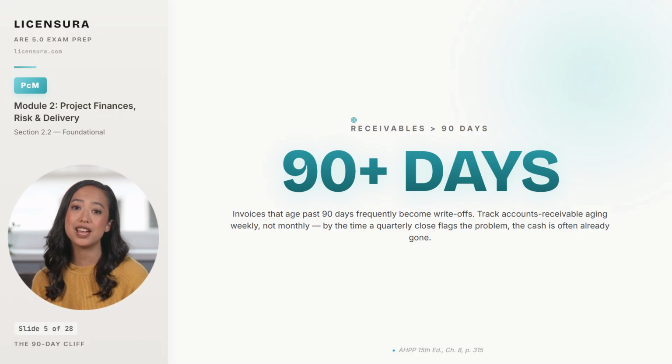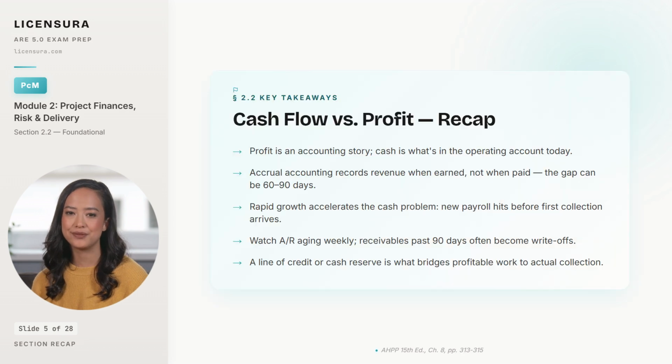Quick recap, then on to the financial ratios that turn this discipline into a system. 5 takeaways from cash flow versus profit. Profit and cash are not the same thing. Profit is an accounting measure of revenue against expense over a period, and cash is what's actually in the operating account today. Under accrual accounting, revenue is recorded when work is performed.